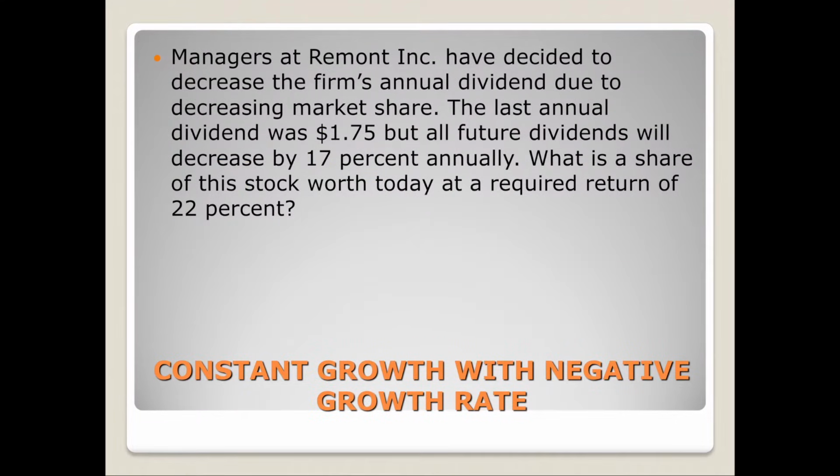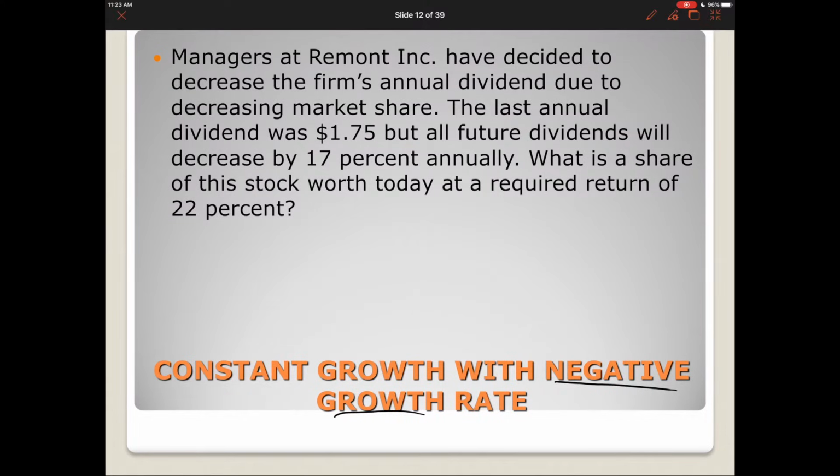Let's take a look at another example. Now we have a negative growth rate. I realize that that's there in the title, but we can also pick it out of the question details. So once again, we'll highlight some important parts. Managers at Remont Incorporated have decided to decrease the firm's annual dividend due to decreasing market share. The last annual dividend was $1.75.